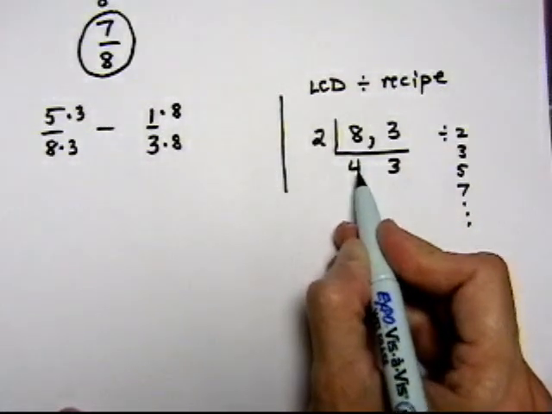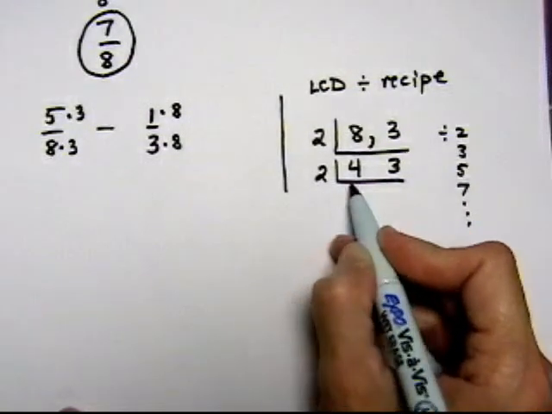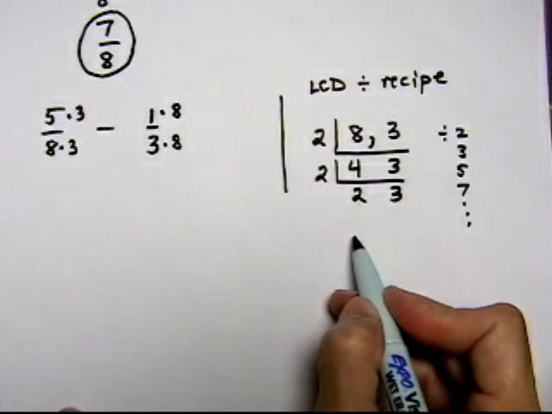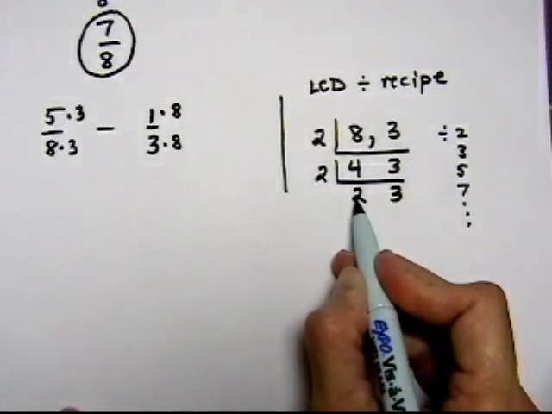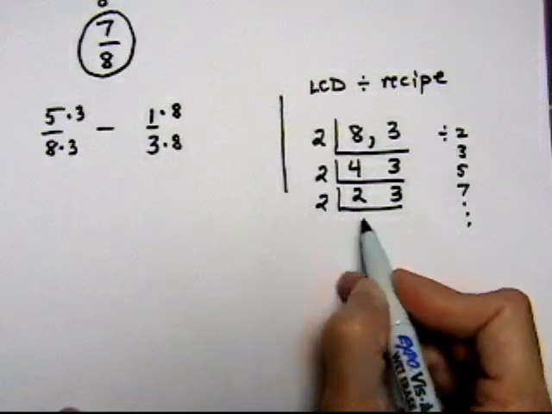And then 2 still works for the 4, so I'm going to keep going. 4 divided by 2 is 2. 3 divided by 2 doesn't work, so I just bring down the 3. And 2 still works because of the 2 here, so I'm still going to be dividing by 2. 2 divided by 2 is 1.